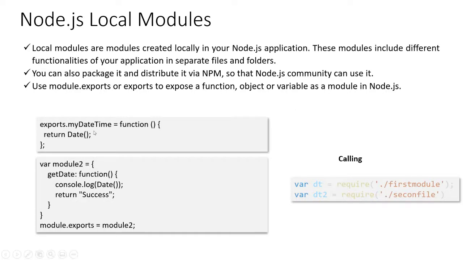You can see the image in the middle: S4.myDateTime equals function return data. Inside the module, I can mention it as a group, not grouped with the multiple function. The second one you can use as a var module 2, like that I can mention it, and inside I can write multiple functions. I can easily utilize that module option in my application.